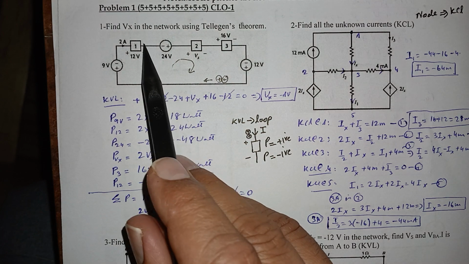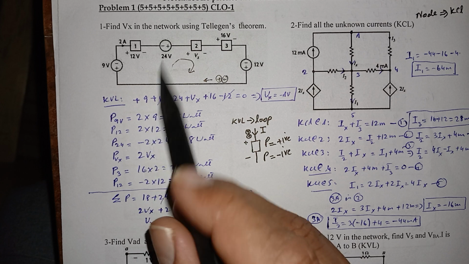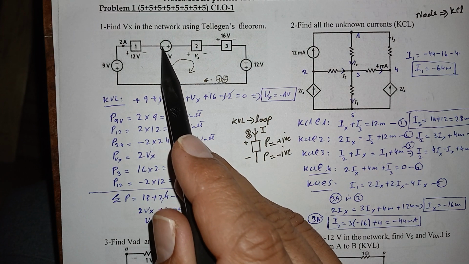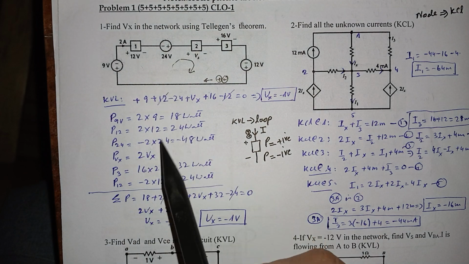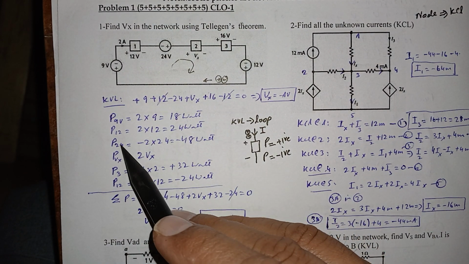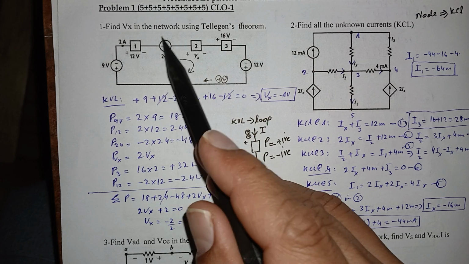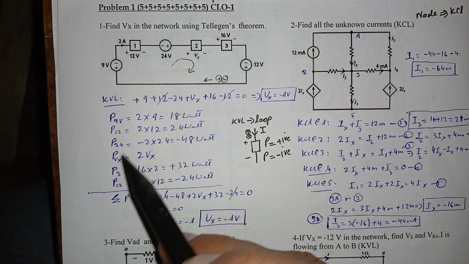Now let's see this element. If the current is hitting a negative terminal, just write negative, because it is not hitting the positive sign here, so this is negative. Just multiply 2 into 24. So 2 into 24 is minus 48. This minus sign tells me that this voltage source here is giving power or delivering power.